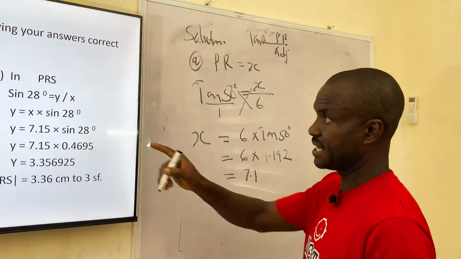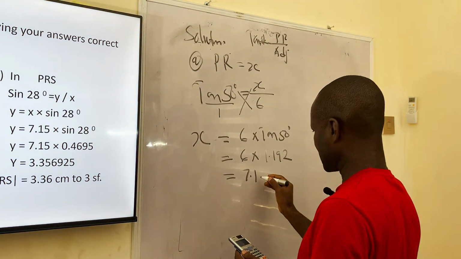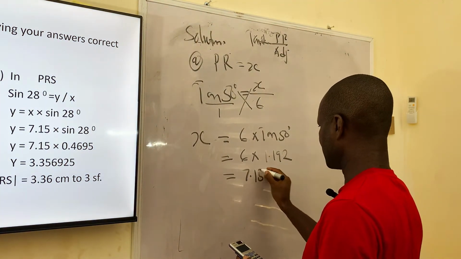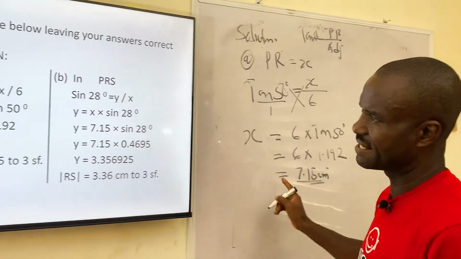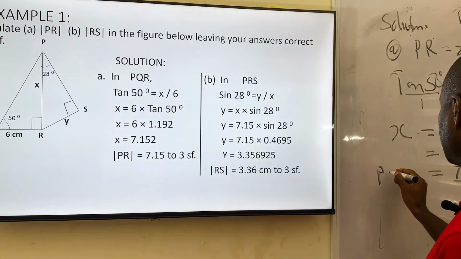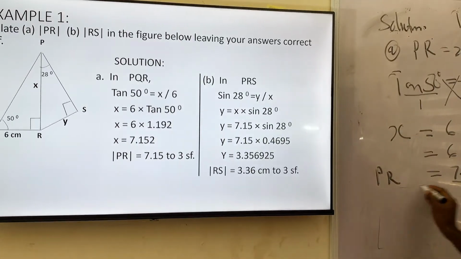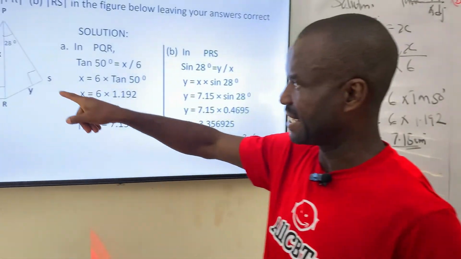7.15 centimeter, your answer in 3 significant figures. That is the value of PR, which is X. So B now, to calculate side RS.